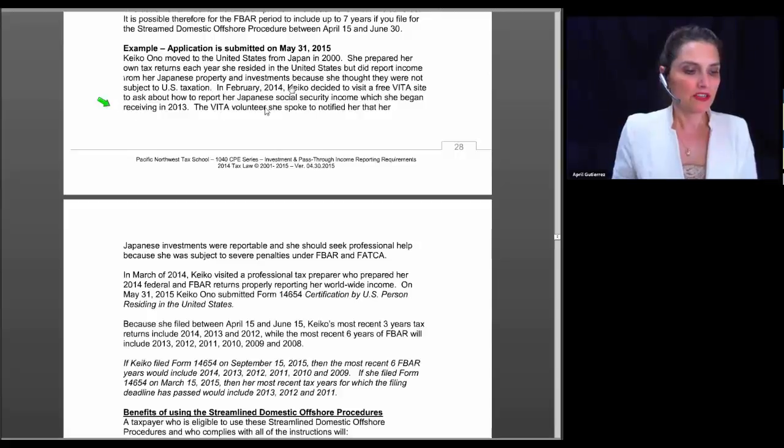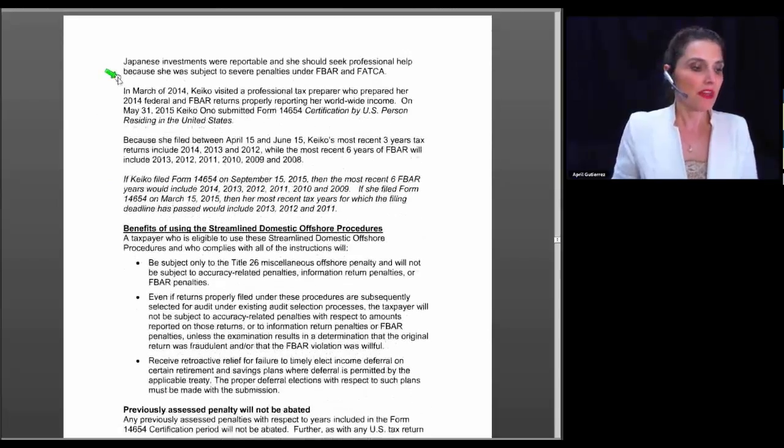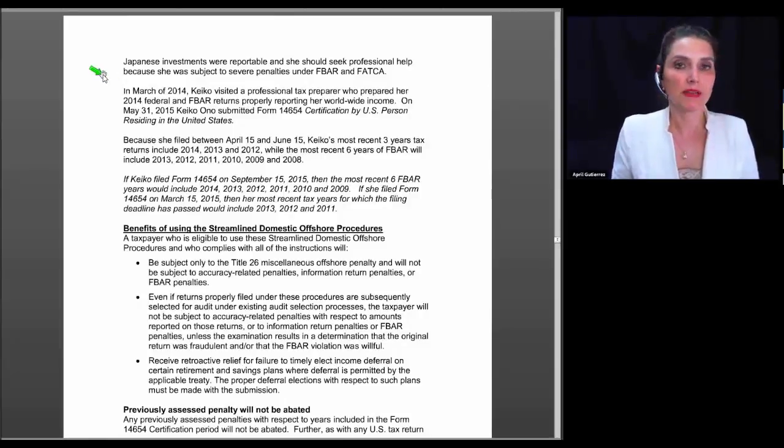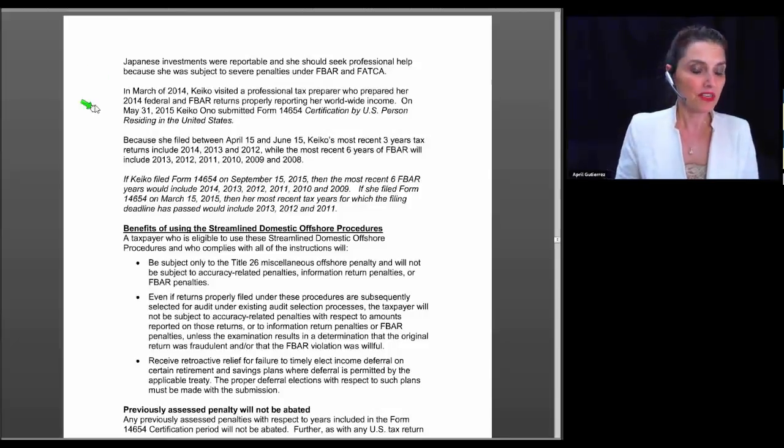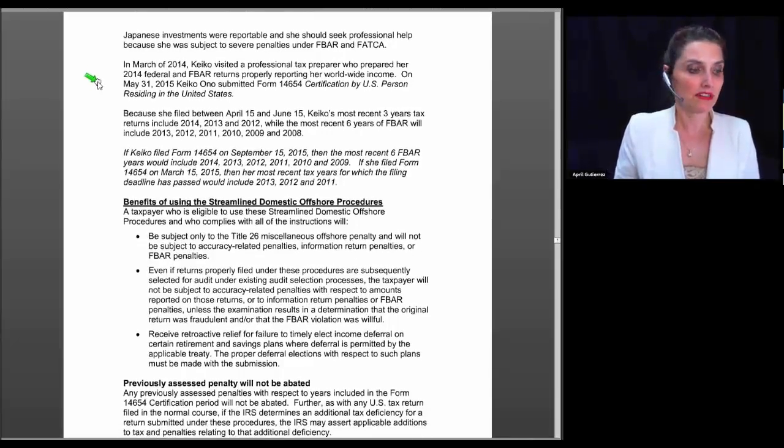The VITA volunteer she spoke to notified her that the Japanese investments she had were reportable and that she should seek professional help because she was subject to severe penalties under FBAR and FATCA. So Keiko went home very worried and decided to make an appointment with a tax professional.